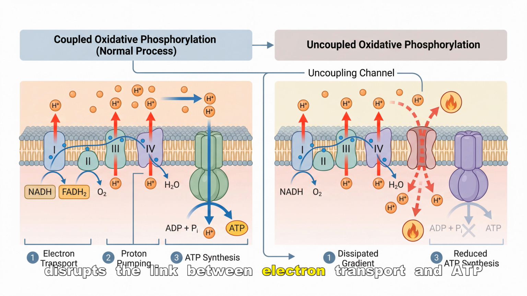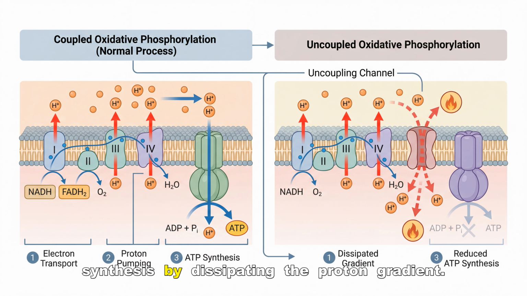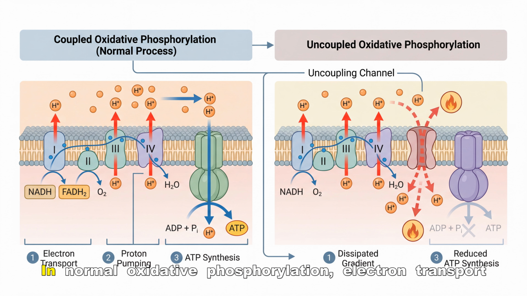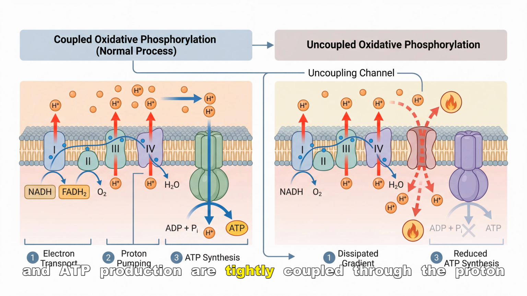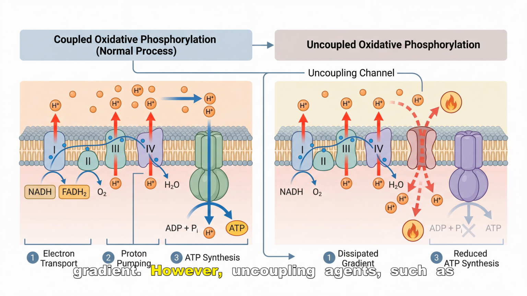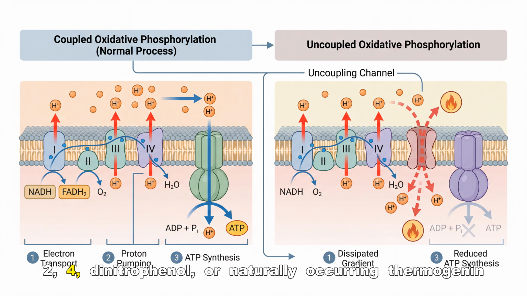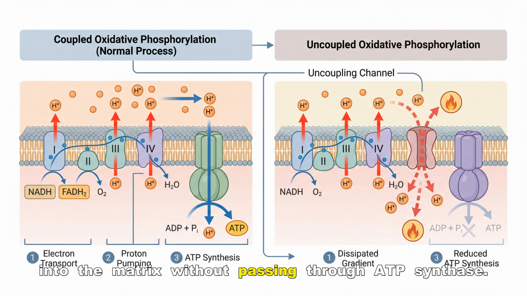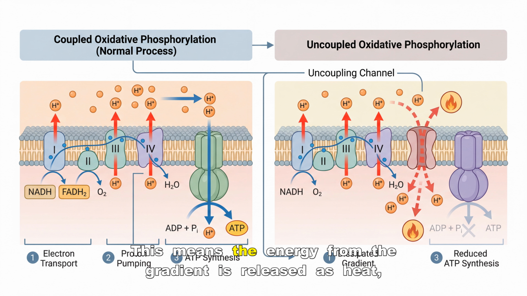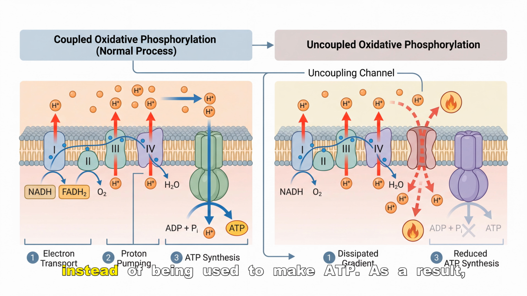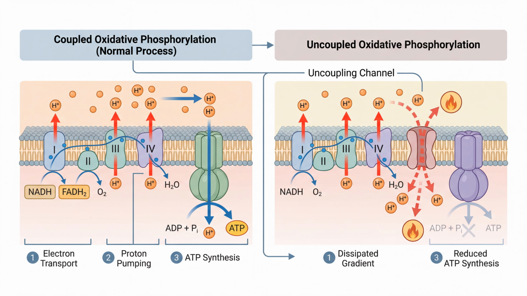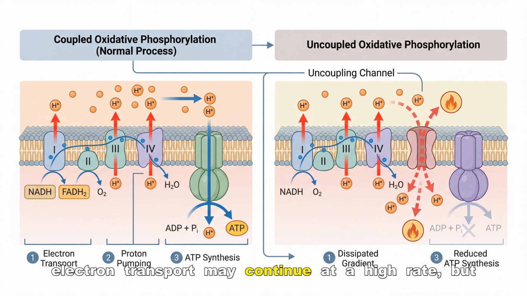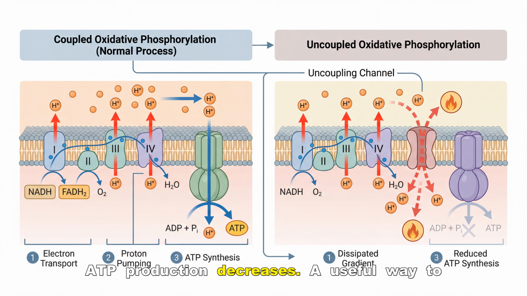Uncoupling disrupts the link between electron transport and ATP synthesis by dissipating the proton gradient. In normal oxidative phosphorylation, electron transport and ATP production are tightly coupled through the proton gradient. However, uncoupling agents such as 2,4-dinitrophenol or naturally occurring thermogenin in brown adipose tissue allow protons to flow back into the matrix without passing through ATP synthase. This means the energy from the gradient is released as heat instead of being used to make ATP. As a result, electron transport may continue at a high rate, but ATP production decreases.